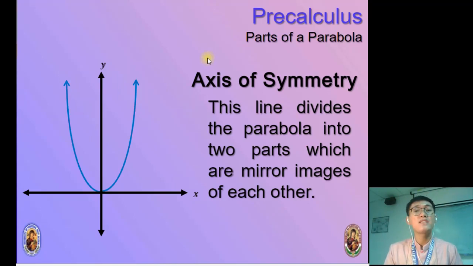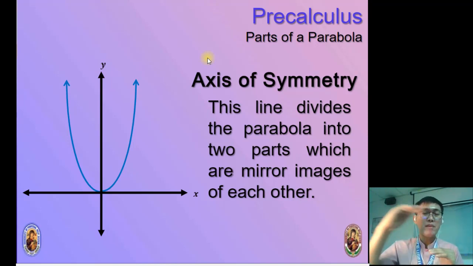Okay, we have here the axis of symmetry. This line divides the parabola into two parts which are mirror images of each other. So if we have the parabola, this axis of symmetry divides the parabola into two equal parts. It's just like a mirror of the left and the right, or the upper part and the lower part of the parabola. Review: when we say axis of symmetry, this is perpendicular to the directrix.